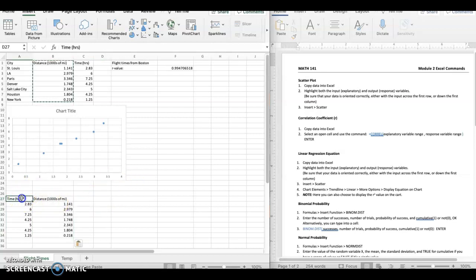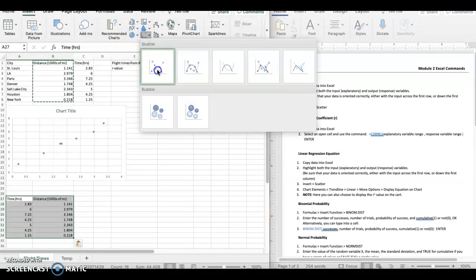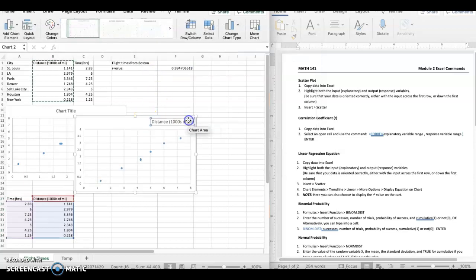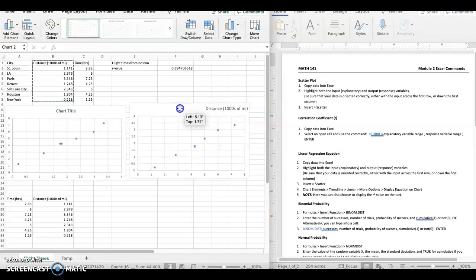Okay, so I'm going to highlight those and do an insert scatter plot and look visually at this scatter plot versus the other one.